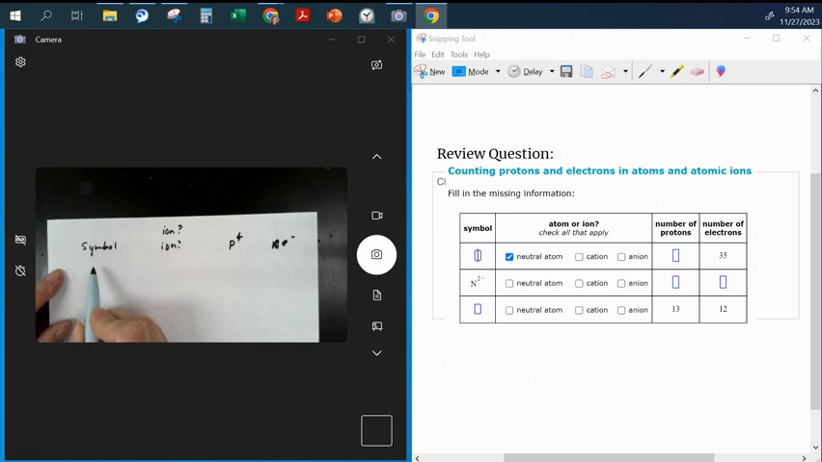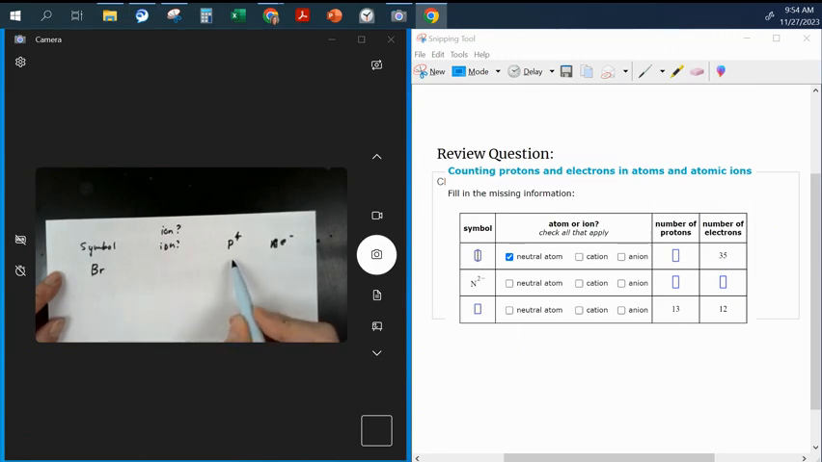Okay, so the first one, what should the symbol be for this thing? What's our atomic symbol? Bromine. Good, bromine. Br. Okay, and then we have neutral. This is neutral. How many protons? The same as electrons. Good, 35, 35. Good. Okay, how about the next one?